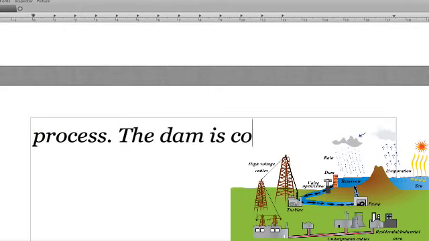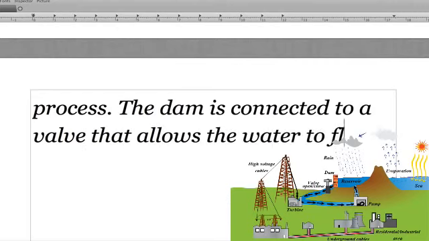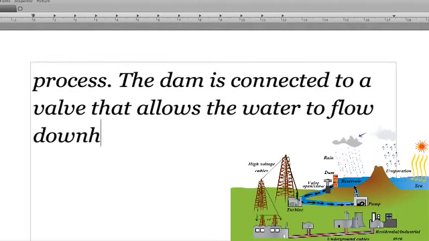The dam is connected to a valve. I don't think we need to stick in any sort of description. I know in the data source it mentions that the valve opens and closes, but just the nature of a valve is opening and closing. So I don't think I need to stick in any more detail regarding that bit of text there. So the dam is connected to a valve that allows the water to flow downhill and into a turbine.